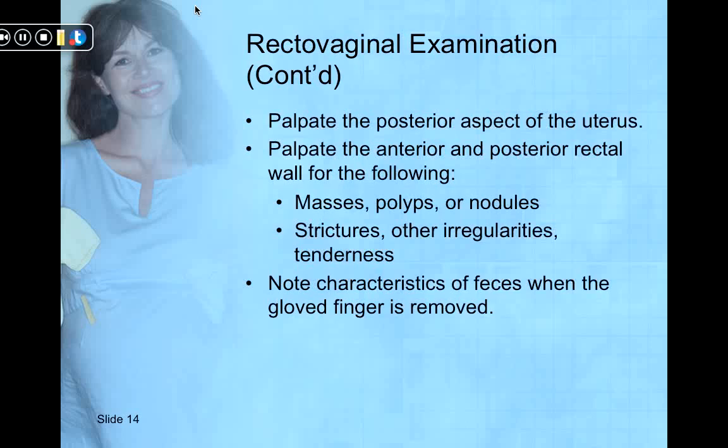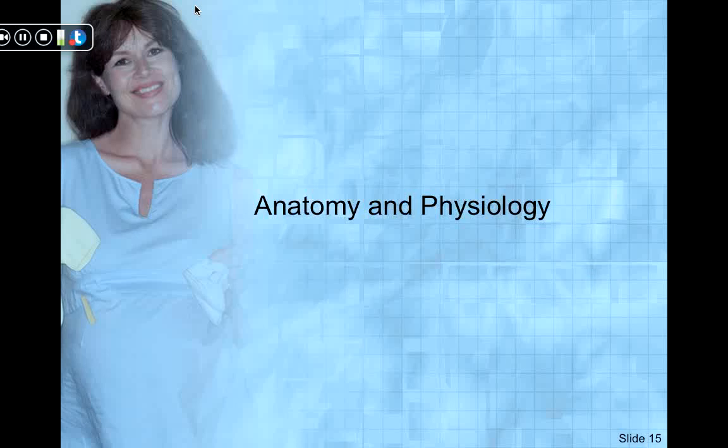It allows you to palpate the posterior aspect of the uterus and the anterior and posterior rectal wall for any masses, polyps, hemorrhoids, strictures, tenderness, and then you can do a fecal occult blood testing or look at the characteristic of the feces whenever that hand or glove is removed.